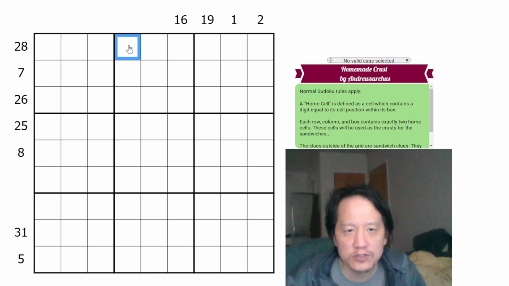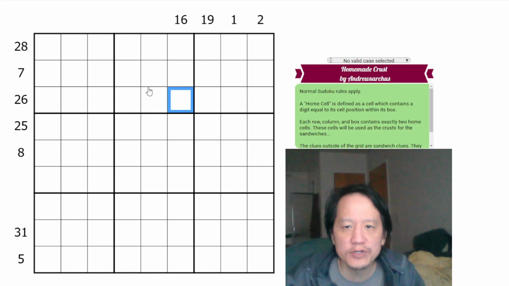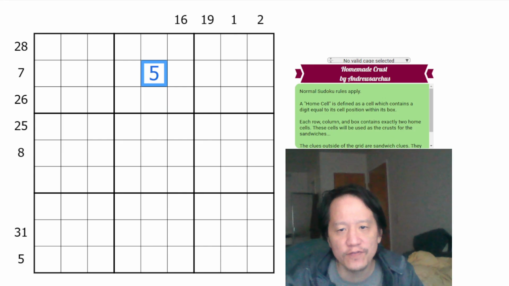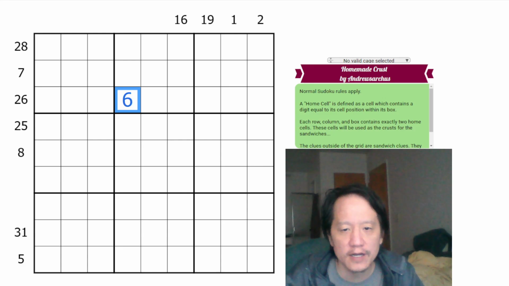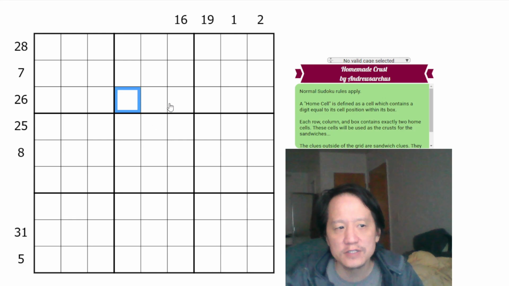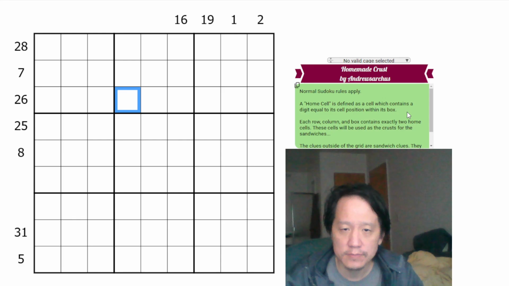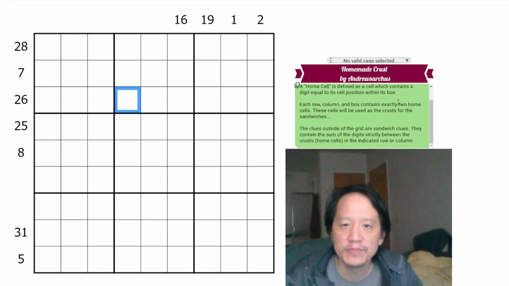So for box 2, this is 1, 2, 3, and this is 4, 5, 6, 7, 8, 9. A home cell is a cell which contains a digit equal to its cell position. So for example, if this were 5, that would be considered a home cell. If this were a 7, that would be a home cell. But if it were 6, it would not, obviously. And if this were 5, it would not, because it's not the fifth or sixth cell.